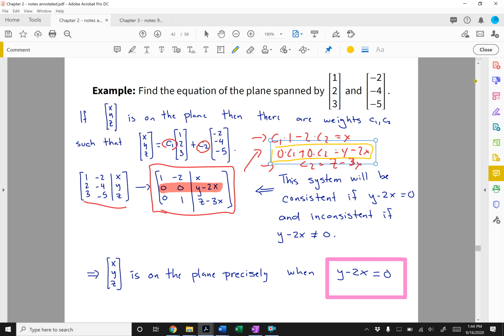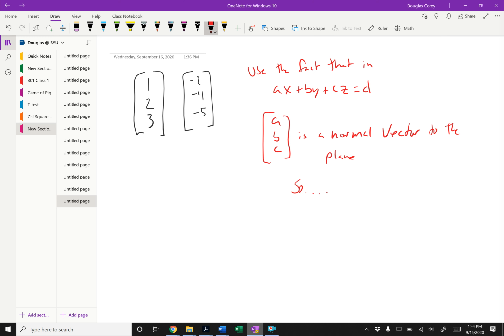I was more comfortable doing this a different way when I was in your shoes. That way uses dot products, and it goes back to the fact that if you have an equation of this form, then the coefficients a, b, and c make a vector that is normal to the plane. So we can use that fact and use a dot product to set up a system of equations to solve. Both ways you're solving a system of equations or reducing a matrix.